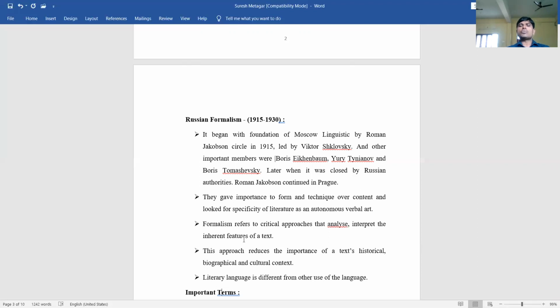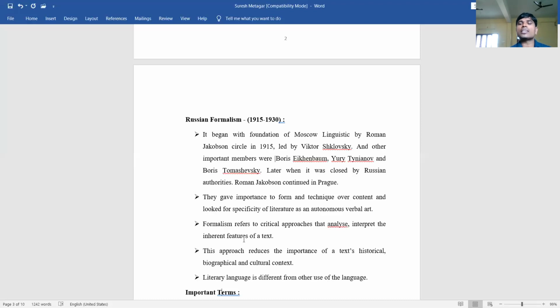In formalism, they give importance to form and technique over content and the outside influences on the text. They looked for the specificity of literature as an autonomous verbal art. They considered literature independent from the writer or other external influences. They considered literature a verbal art. In that art, if proper technique is used, that gives the meaning. If proper structure is there, that is the meaning. Structure and meaning cannot be separated. That's what they say. Later, the same concept influenced the New Critics also.